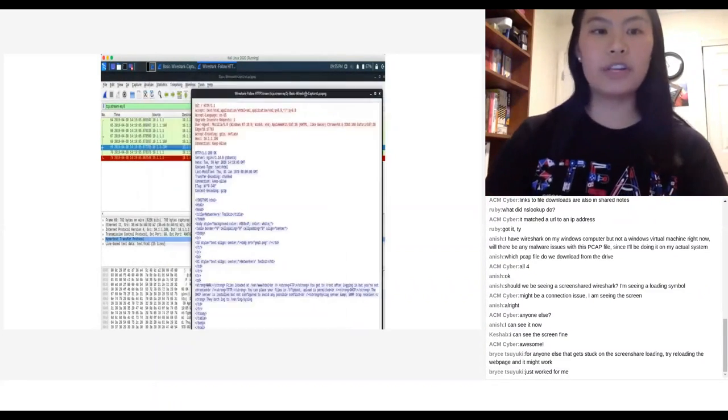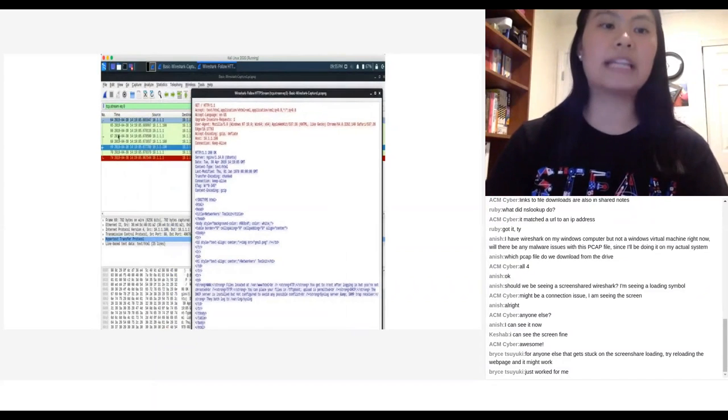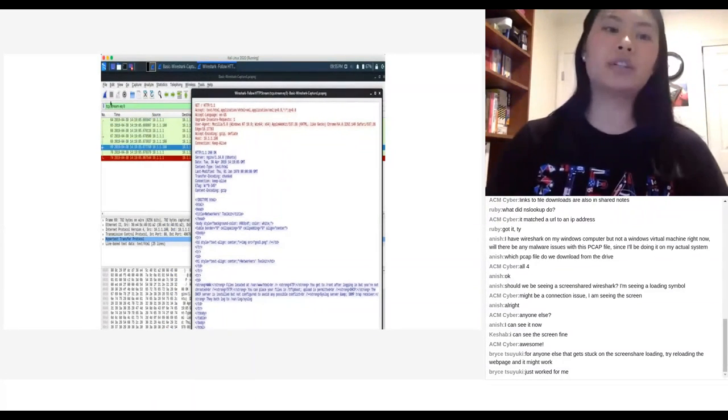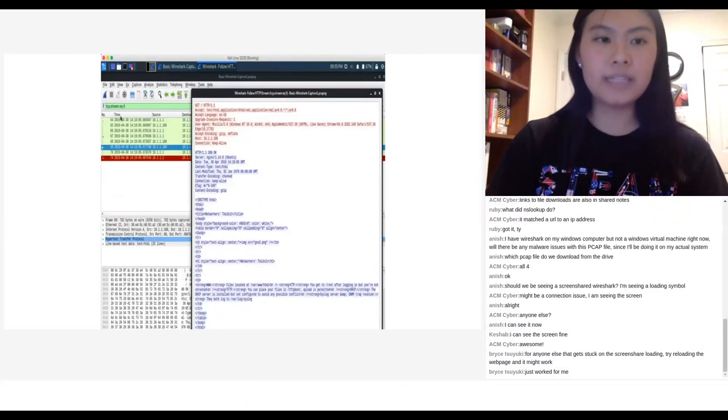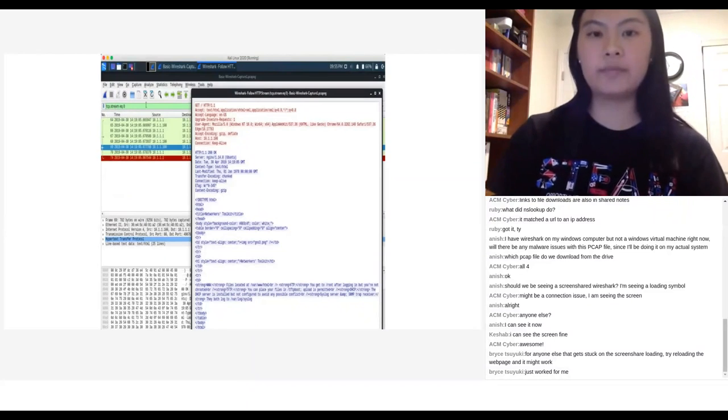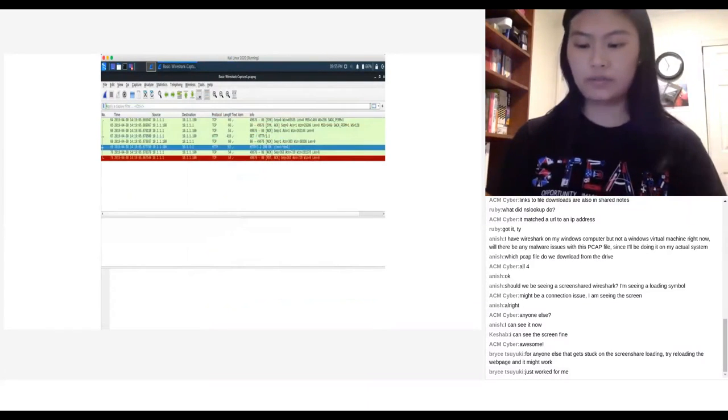And then if you look over here on the left-hand side, you'll see that your display filter is automatically auto-populated with the display filter, so it'll be tcp.stream eq 0, right? So let me just exit out of this.